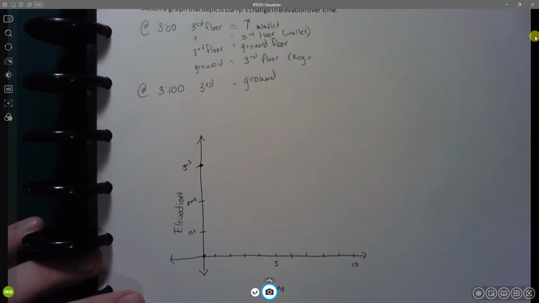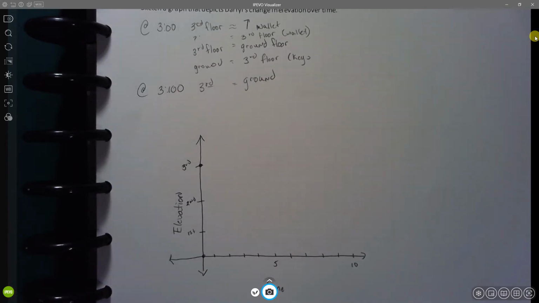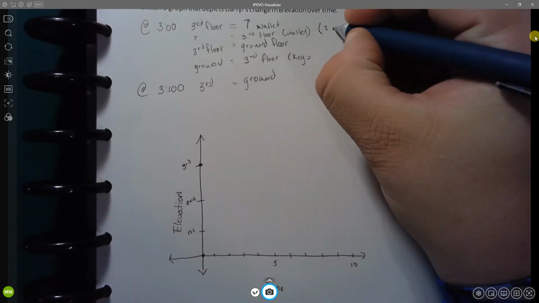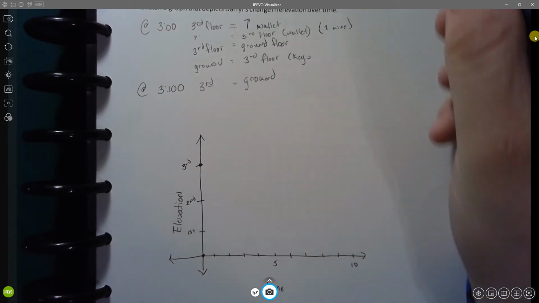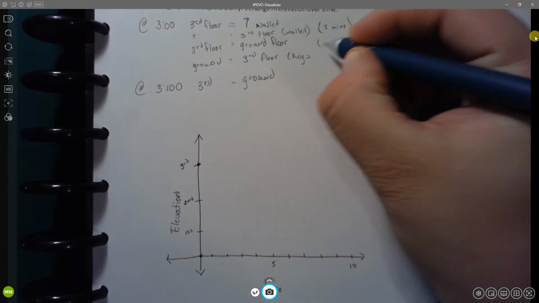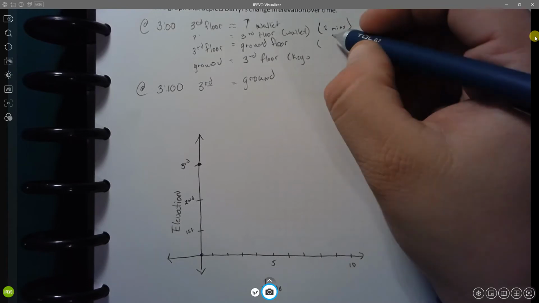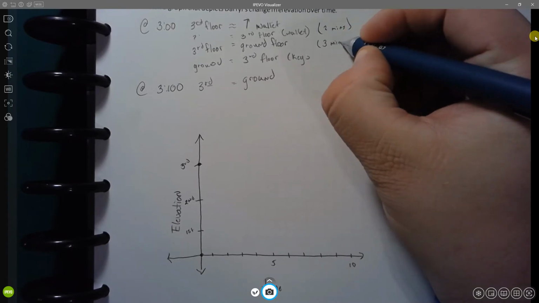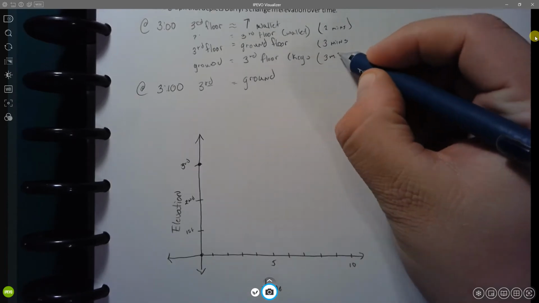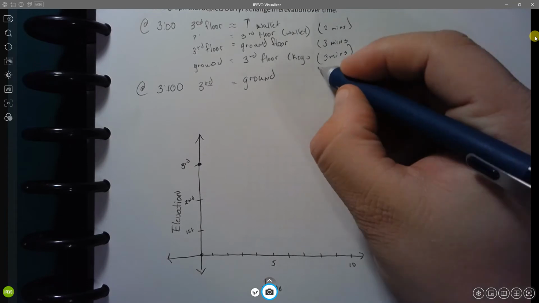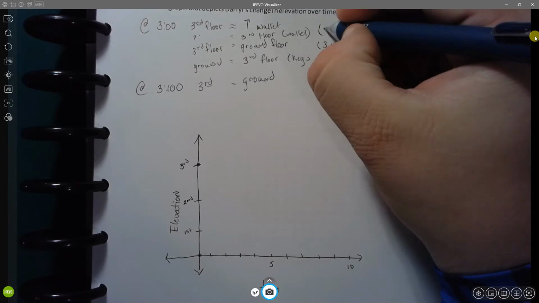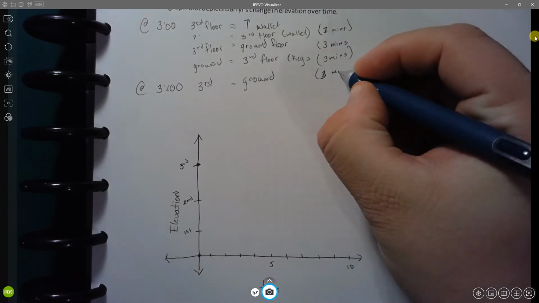Let's say this first one took 2 minutes. So he goes down, then comes back up, taking 2 minutes. To go from the 3rd to the ground floor, we're going to say it takes him another 3 minutes, and then another 3 minutes to go back up. And last but not least, I'd say it takes him a minute here, since he didn't go all the way down, and then it takes him 3 minutes before he has to leave.